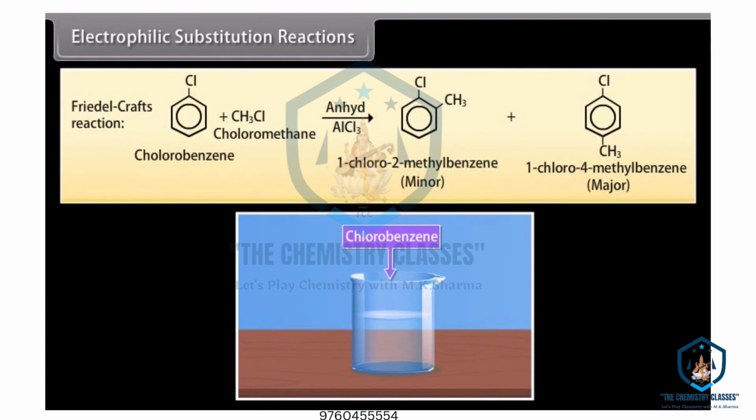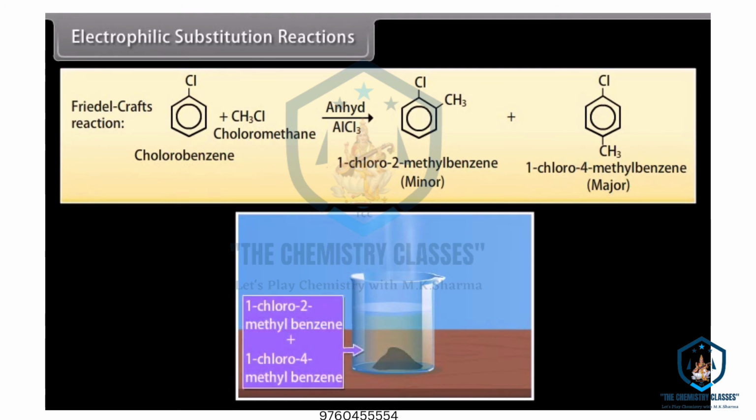Friedel-Crafts reaction. When chlorobenzene is mixed with chloromethane and some pieces of anhydrous aluminium chloride are added, it reacts to give 1-chloro-2-methylbenzene, which is a minor product, and 1-chloro-4-methylbenzene, which is a major product.